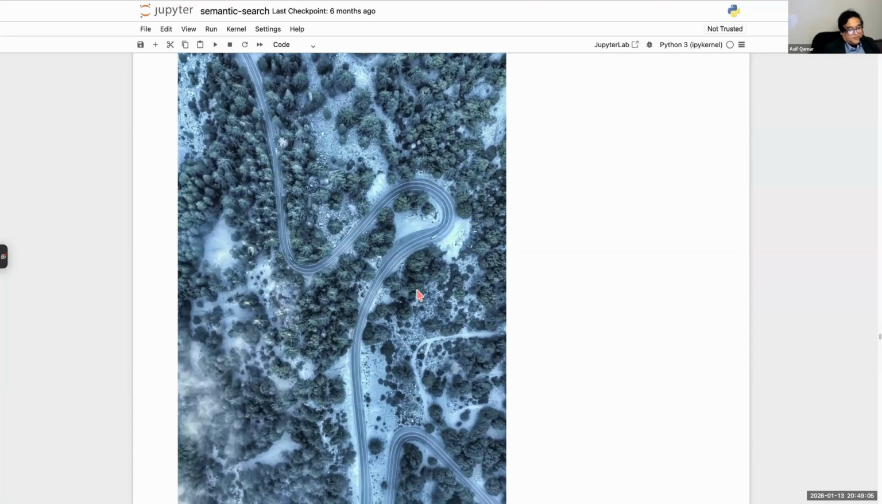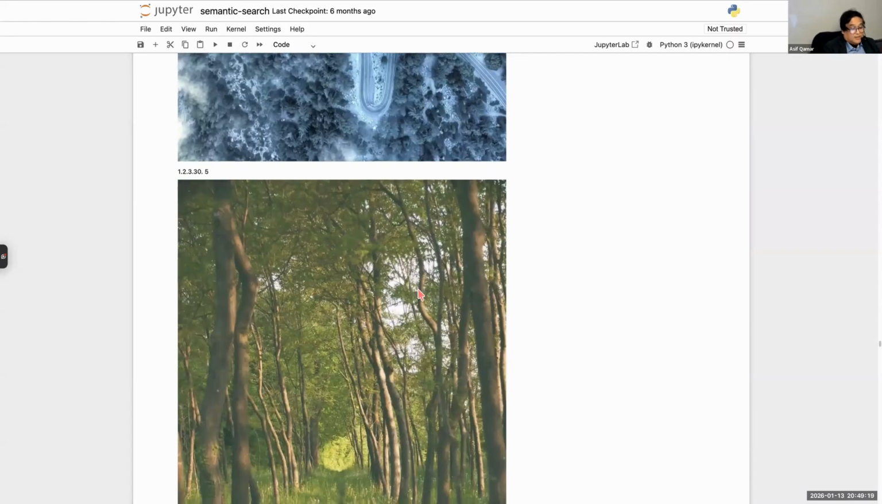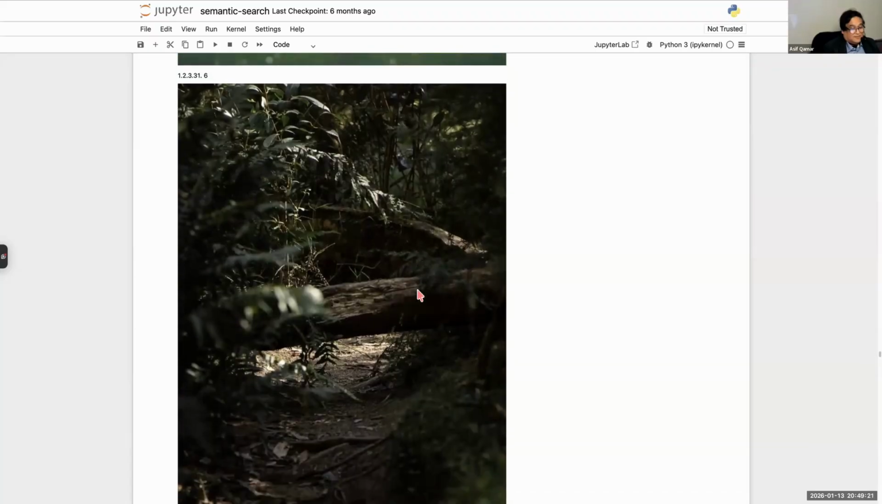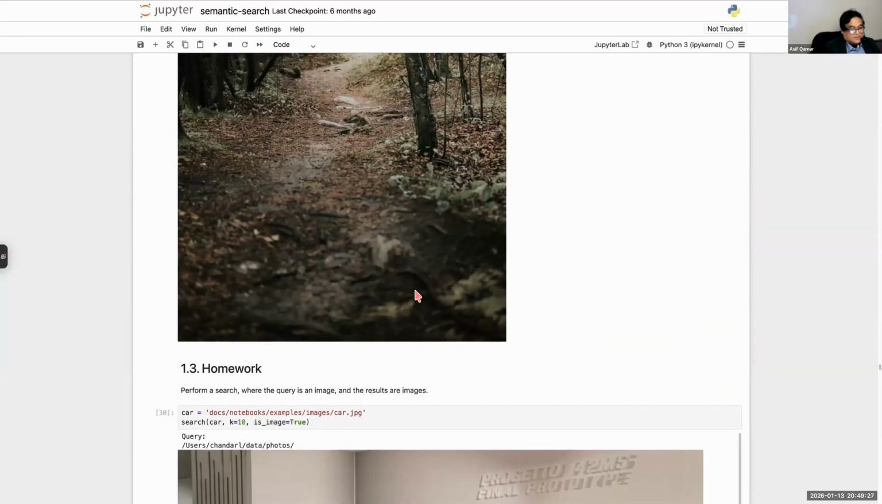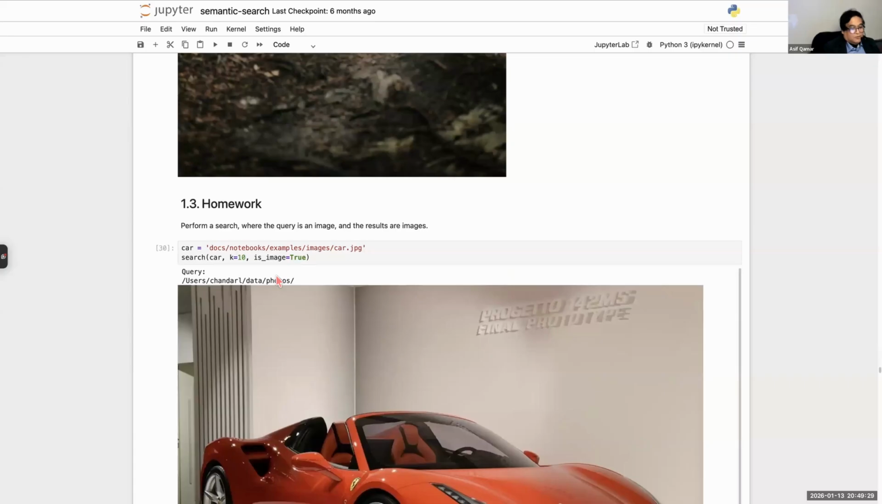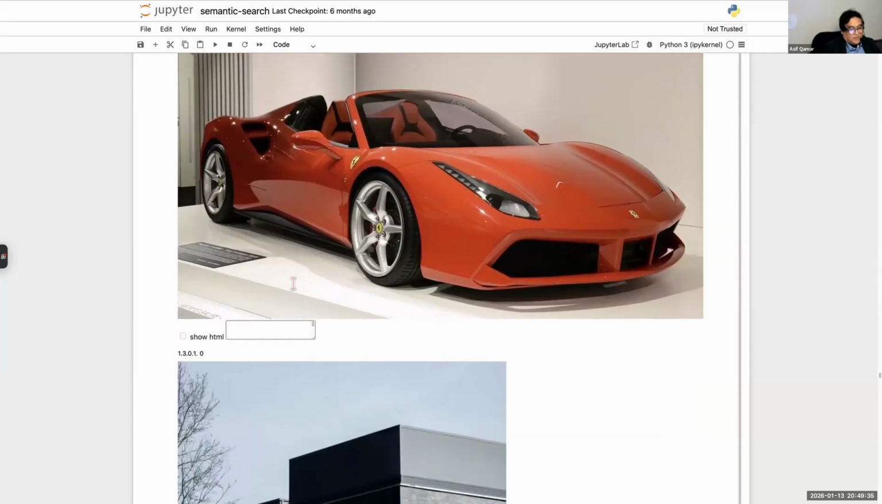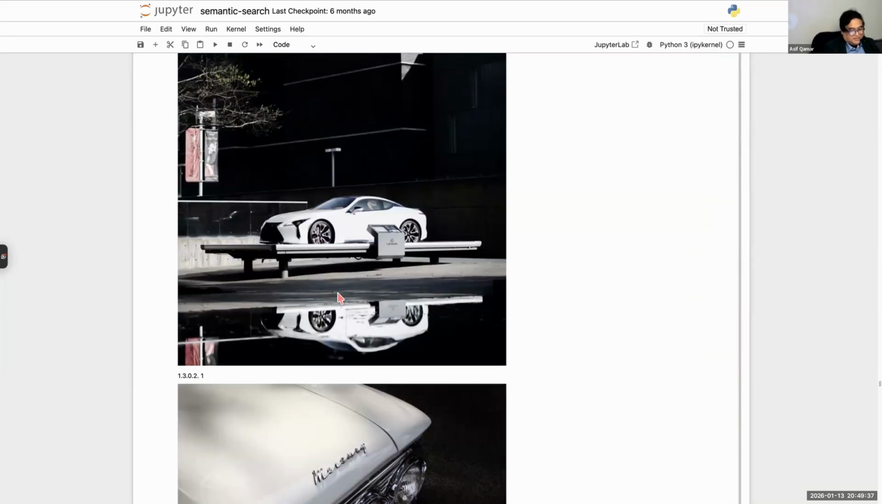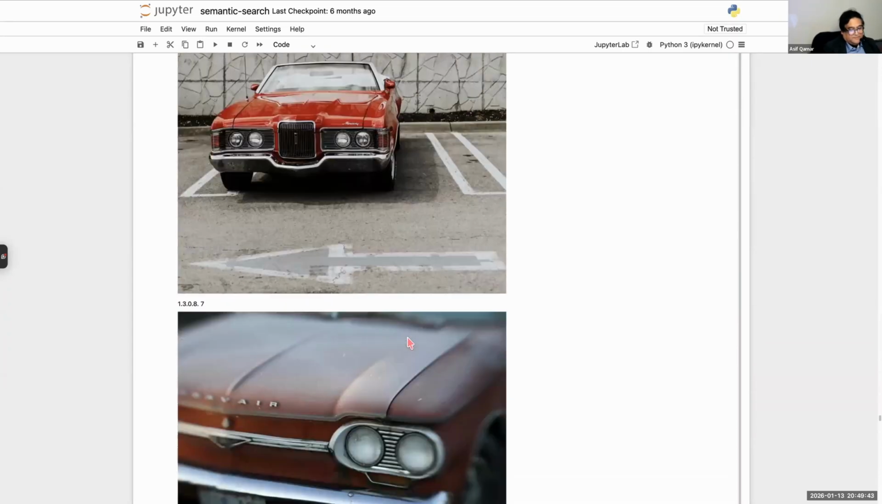But this image caught me by surprise. Actually, I had to stare at it for quite some time to realize that it was the aerial view of a pathway through a forest, a snowed-up forest. Right? And still it got it. And you could, of course, ask for more obvious things. You could give it a car image and say, go search for cars. And it would come up with images of cars. Again, it's an image to image search at this moment.